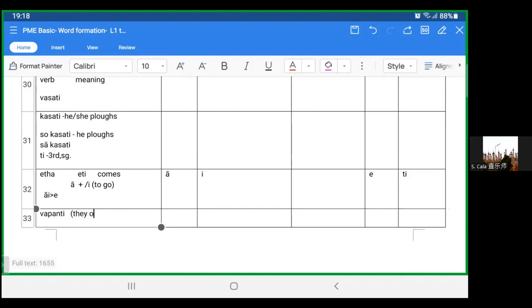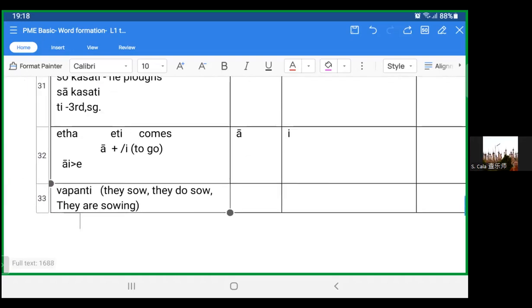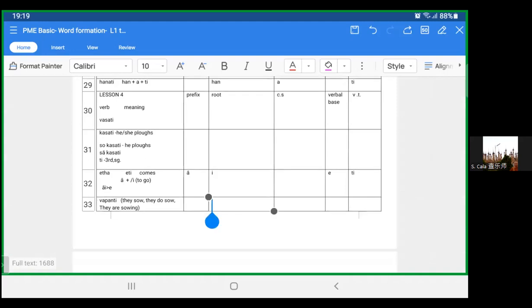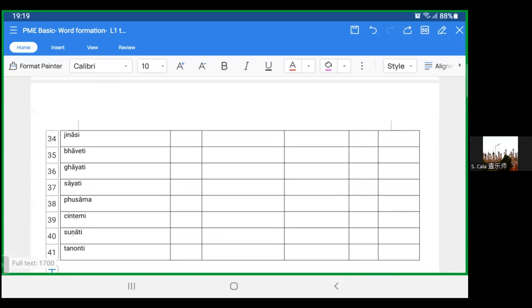Okay, next one, what's the meaning of vapanti? "They sow." If you want to write, you can write it in three ways: they sow, you sow, and they are sowing. Now this is very easy. You look at this and think how you are going to divide it. You put the nti out, and then the verb. The root is verb plus upasagga, and then the base and nti. This is not difficult. I think the rest is also easy. We did this before, I think.